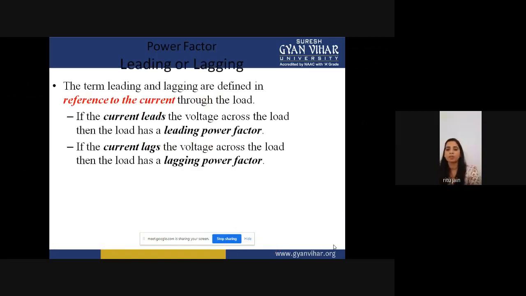Now, power factor leading or lagging. How can you differentiate a power factor which is leading or lagging? The terms leading and lagging are defined in reference to the current through the load. If the current leads the voltage across the load, then the load has a leading power factor. If the current lags the voltage across the load, then the load has a lagging power factor.